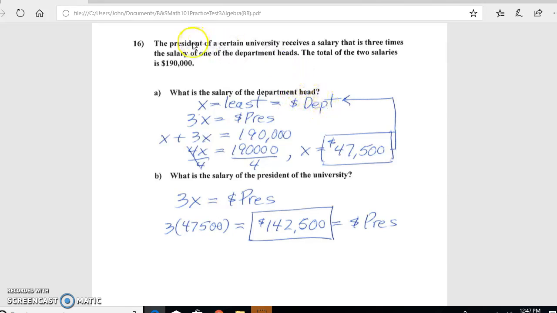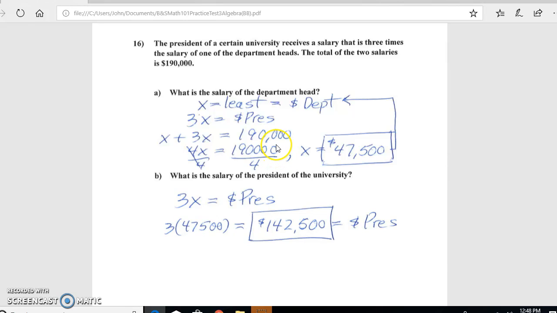And we are told that the president's salary is 3 times the salary of a department head. So 3 times x is going to be the salary of the president. And then we are also told that the total of the two salaries is 190,000. So we're going to take the salary of the department head, x, plus the salary of the president, 3x, equals 190,000. And this is really a 1x plus 3x, and they're like terms. We can combine them, and we get 4x is equal to 190,000.